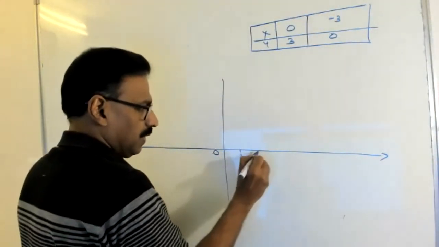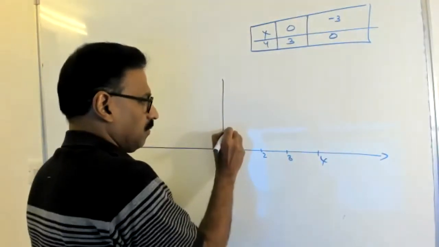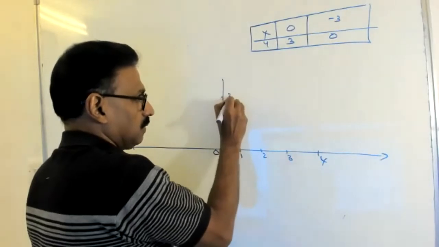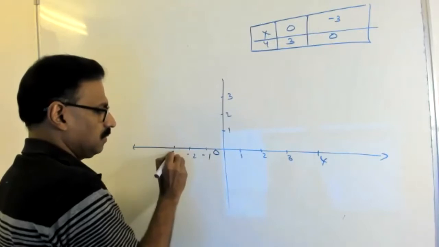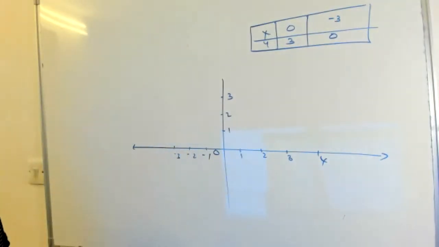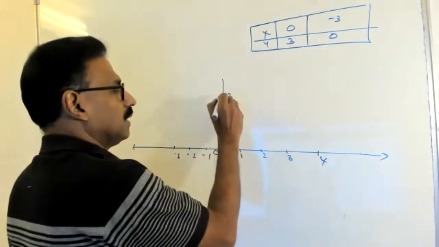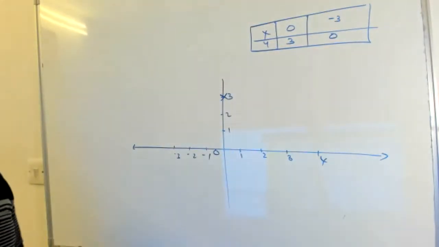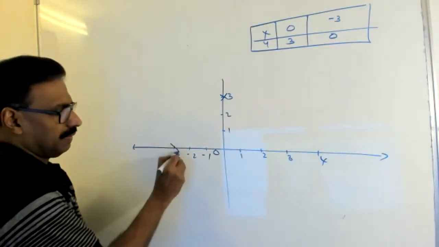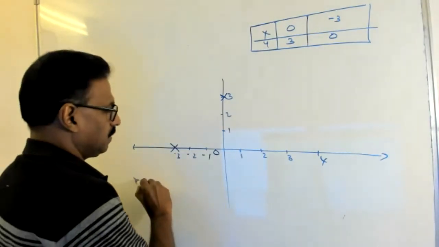0, 1, 2, 3, 4, and 1, 2, 3, minus 1, minus 2, minus 3. Here x equal to 0, y is 3. That means here, right? 0, 3 here. Minus 3, 0 here. Then when you draw the graph, it comes like this.